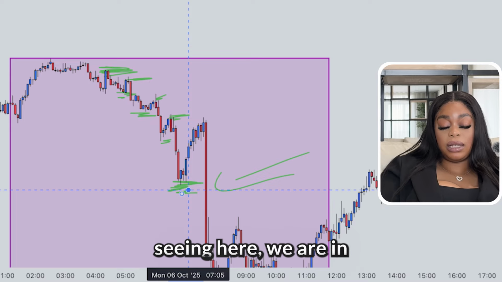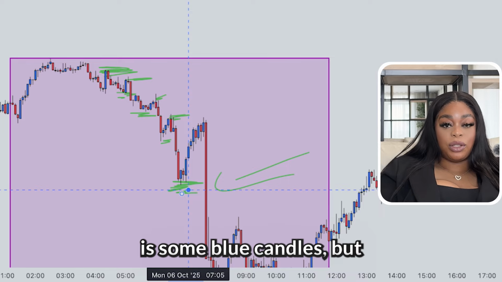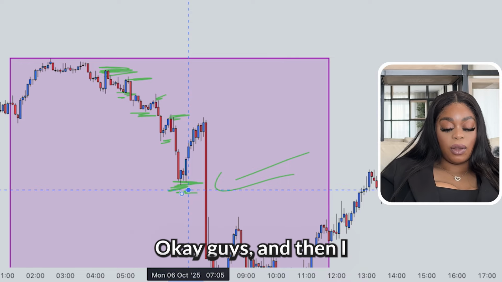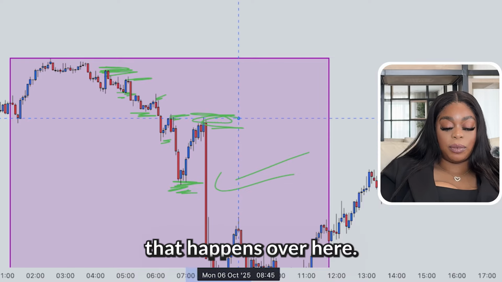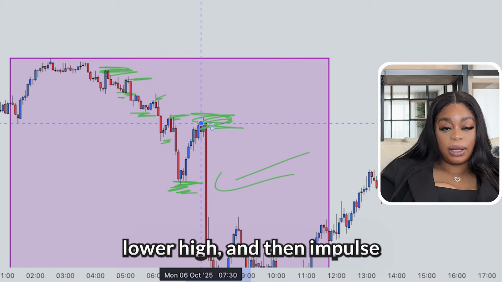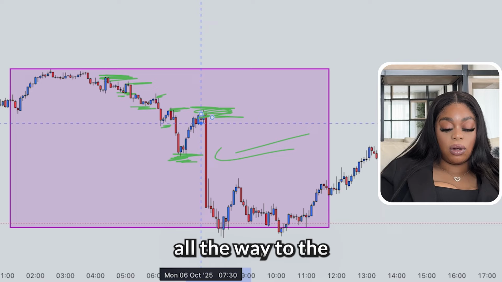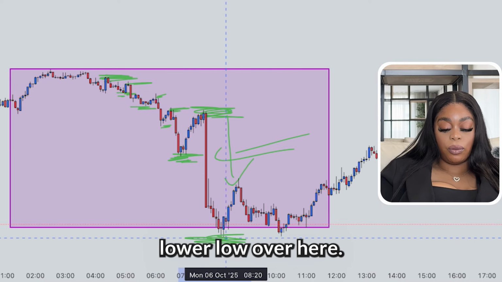But from what we were seeing here, we are in a clear downtrend. Like I mentioned, there are some blue candles, but that doesn't mean anything. Okay, guys, then I want you to look at this next motion that happens over here. So we now created a lower low, a lower high, and then we impulsed all the way to the downside to then create a lower low over here.